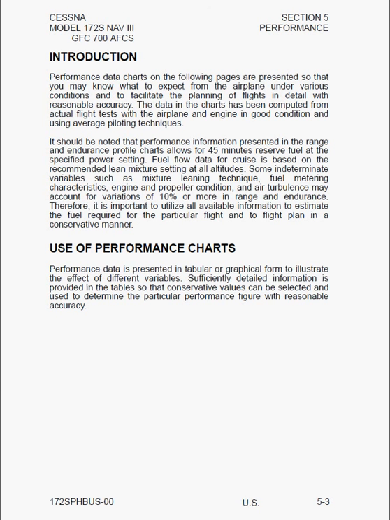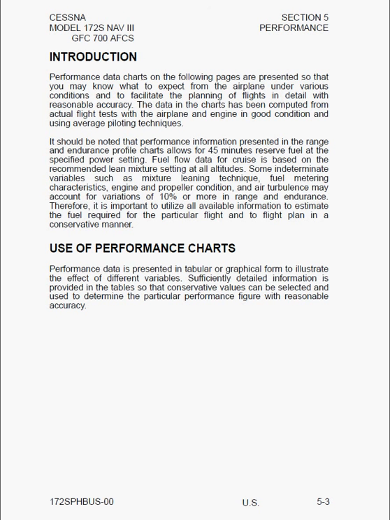It then goes on to say, it should be noted that performance information presented in the range and endurance profile charts allows for 45-minute reserve fuel at the specified power setting. And that's because you need to have 30 minutes reserve for daytime VFR, and of course 45 minutes reserve for nighttime VFR. And we also see that it says fuel flow data for cruise is based on the recommended lean mixture settings at all altitudes. So it's very critical that you properly lean the engine if you're going to rely on this data.